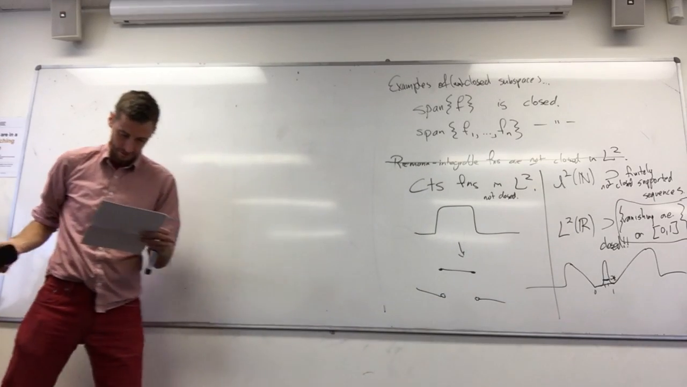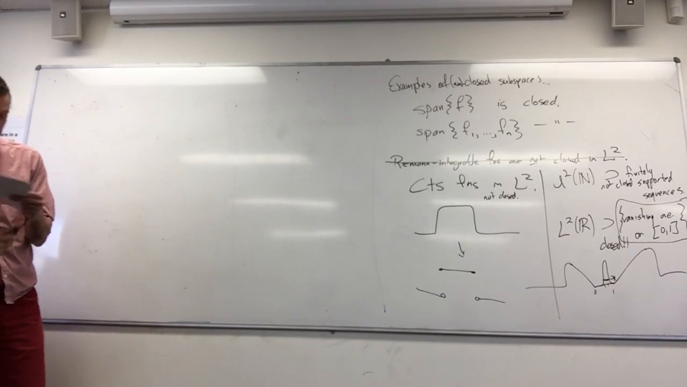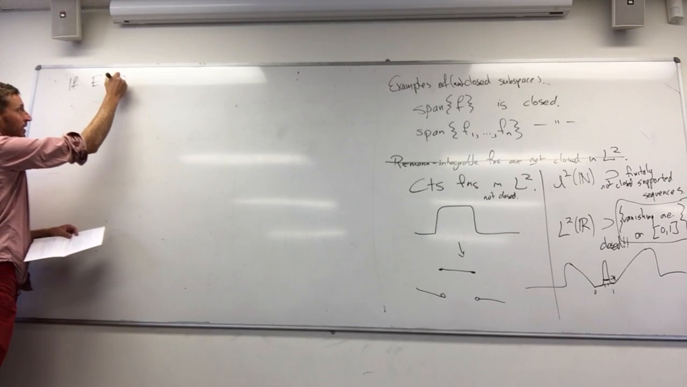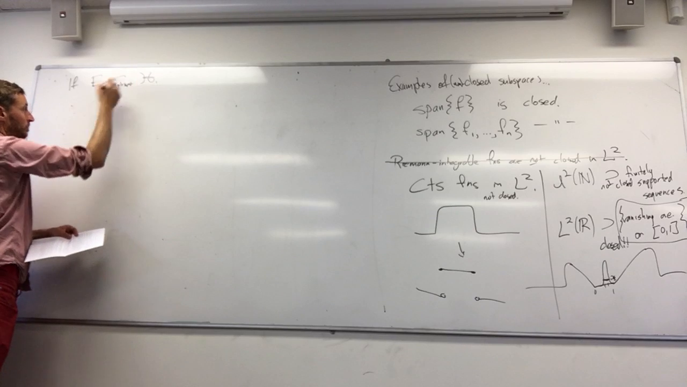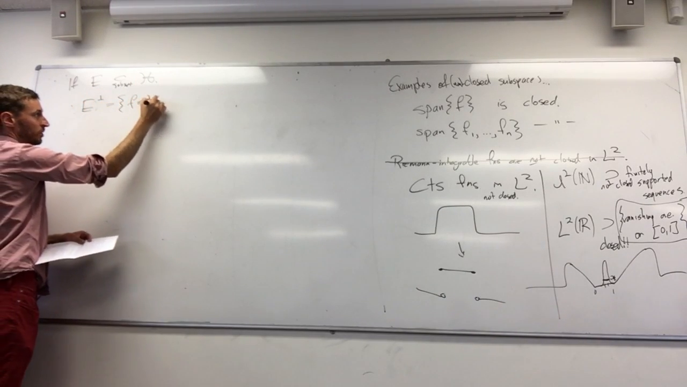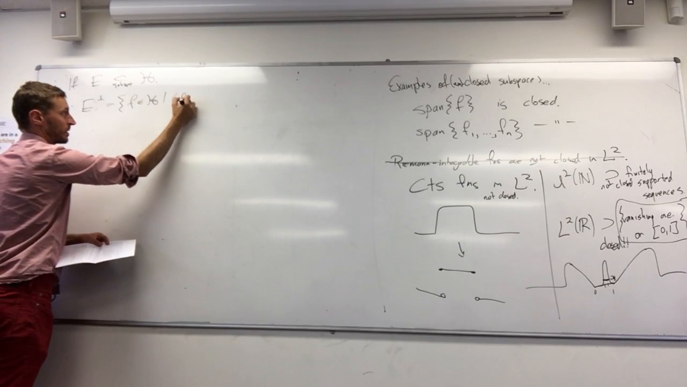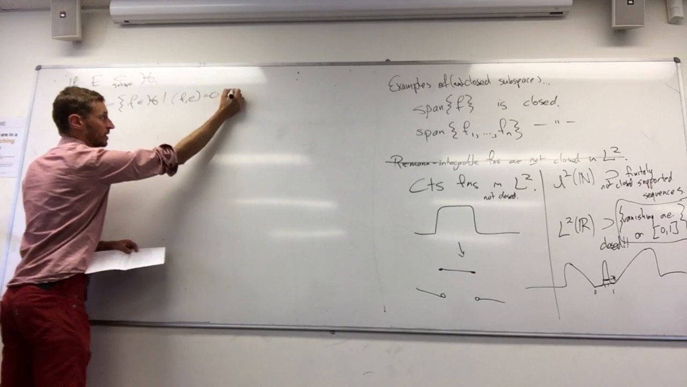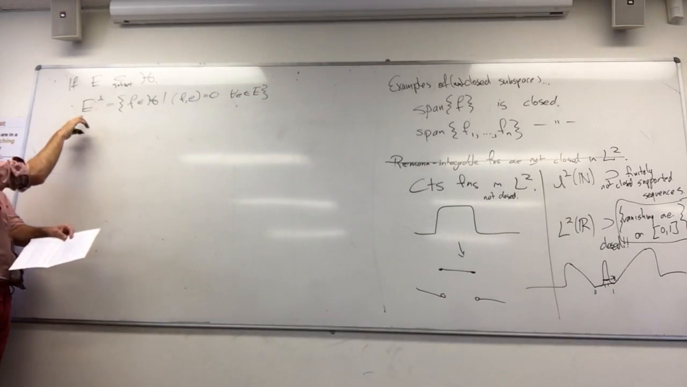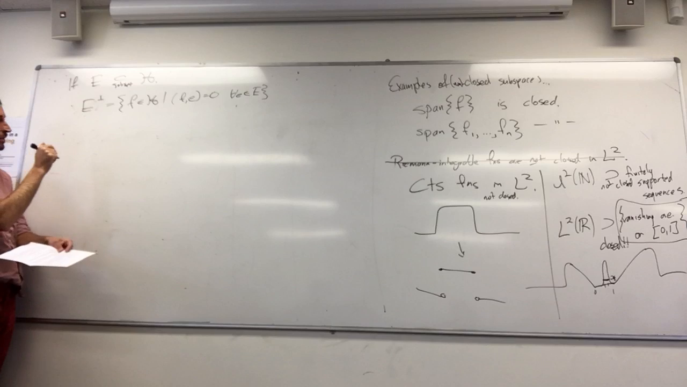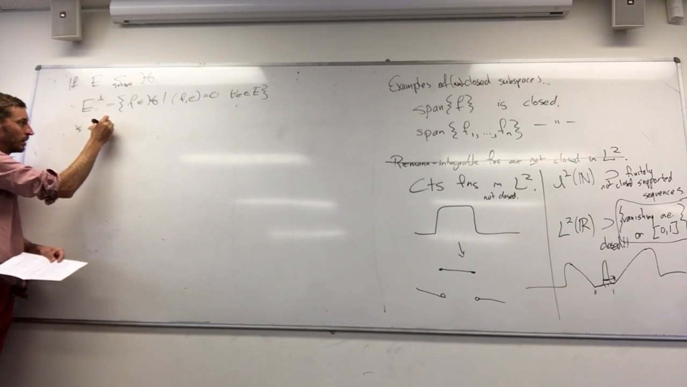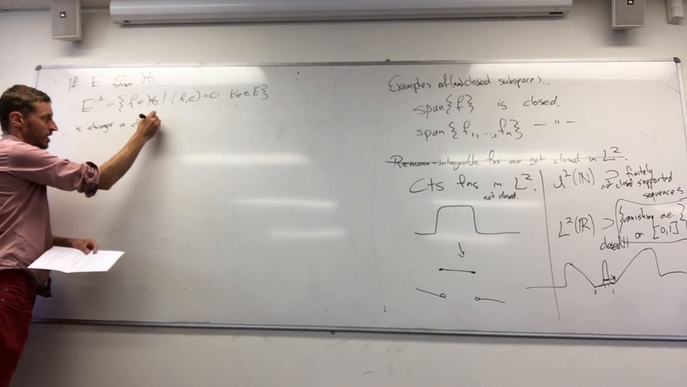So what do we need to say? The big thing is maybe just this: if E is just some subset of the Hilbert space, we define E perp to be all the f in the Hilbert space such that the inner product of f with little e is zero for every e in the set. We're taking the orthogonal complement. So this is E perp, or the orthogonal complement, whatever you want to call it. And this is always a closed subspace.